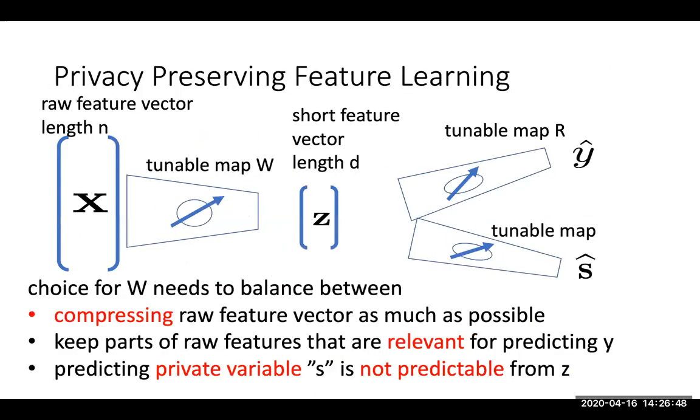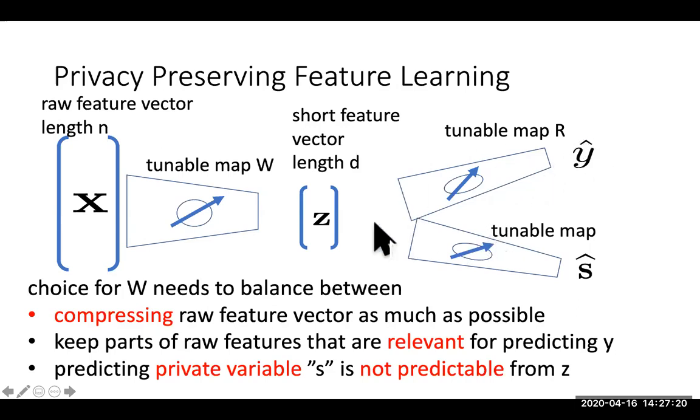Okay. Then another variation of feature learning can be used to preserve privacy. So we could reformulate the criterion for finding a good compression map W by, first of all, we would like to be able to accurately predict a label Y. So we would like this compressed feature vector to still allow for predicting this label Y hat.